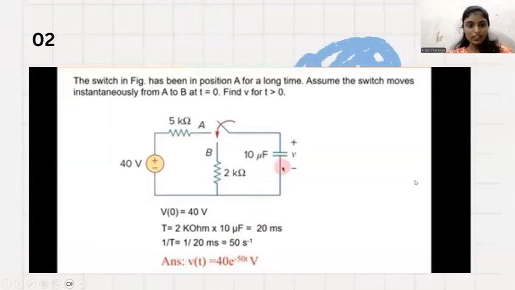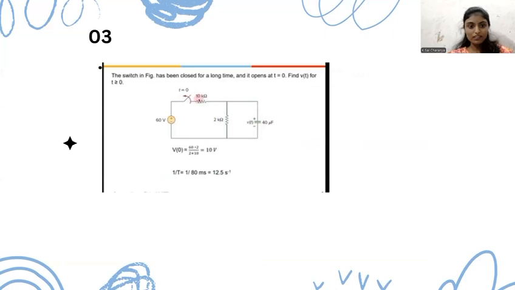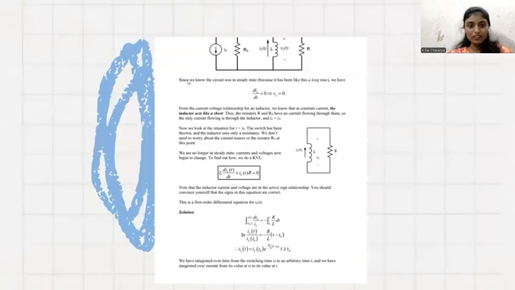So next we can see the switch has been in position A for a long time. Assume the switch is moving internally from A to B at t is equals to 0. Find out V for t greater than 0. So the final answer we can see V is equals to 40 volts. Yeah. Now let's go for the theory.